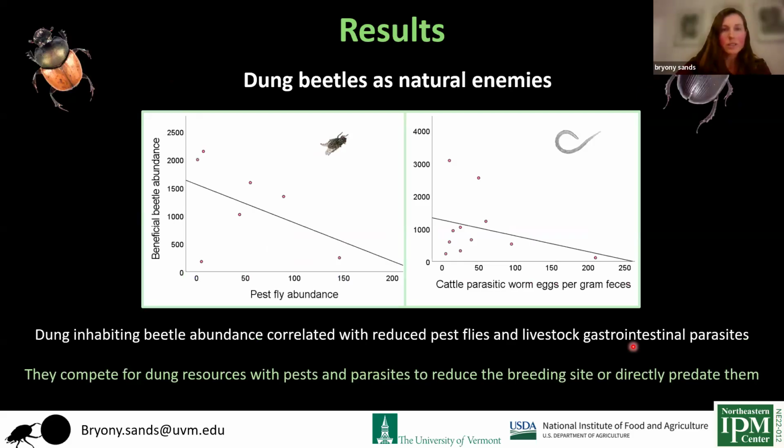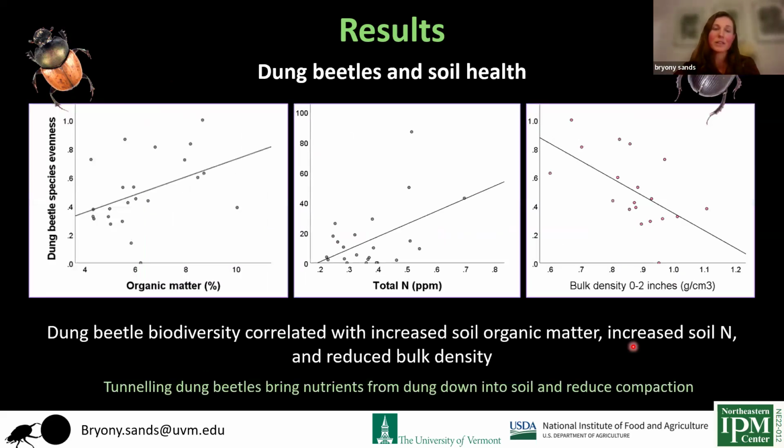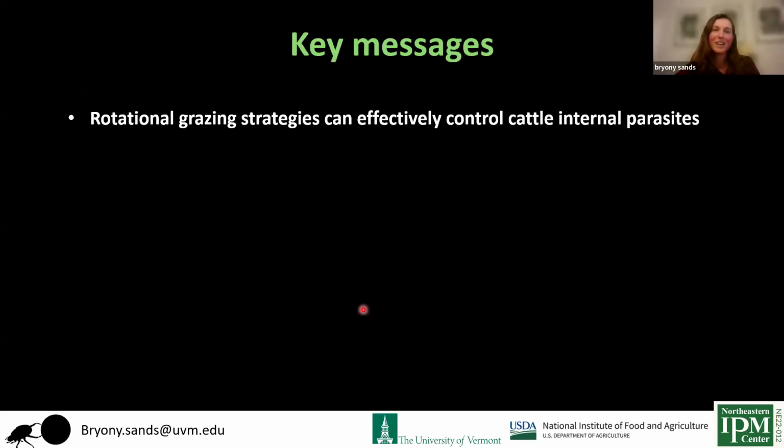I think I'm just going to skip over these two slides. These are basically showing that dung beetle abundance on the pastures help to reduce pest flies and also internal parasites. And then dung beetles also help to improve soil health outcomes and reduce soil compaction. But I don't really have time to go through that in detail.